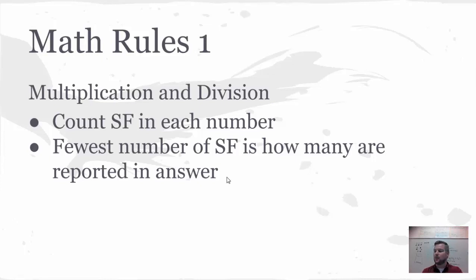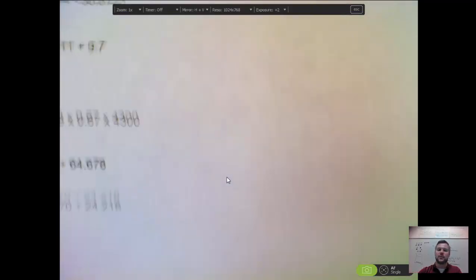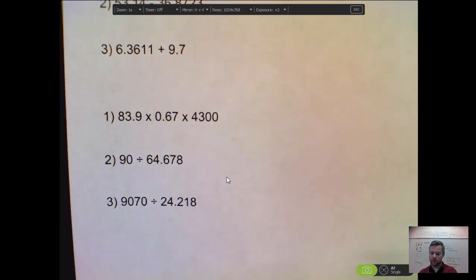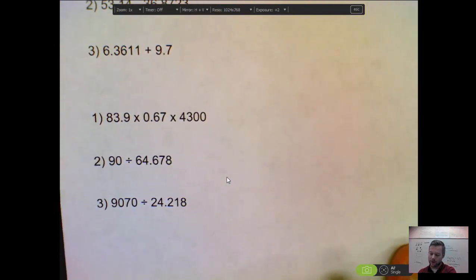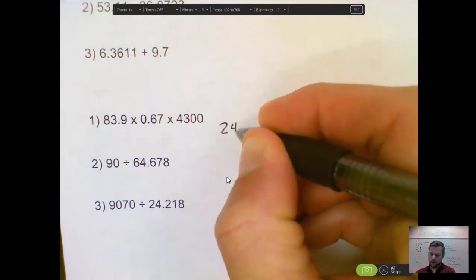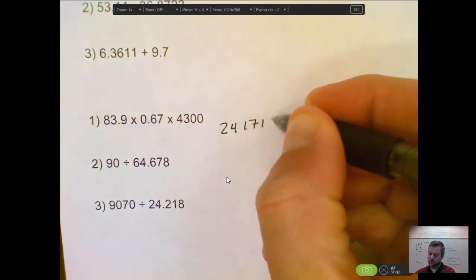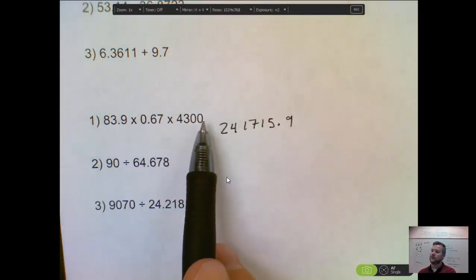Basically, we're saying we're going to use the weakest measurement as our determining factor for how many place values we can actually report. So if you do this first problem here, the 83.9 times the 0.67 times the 4300, your calculator is going to give you this number, 241715.9. So I'm going to look at each of these and count the number of sig figs.